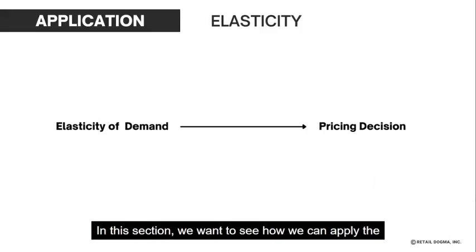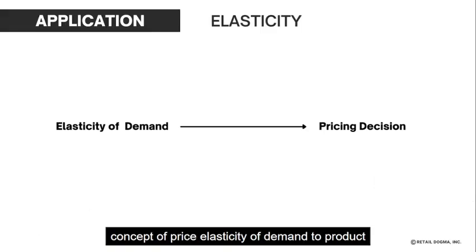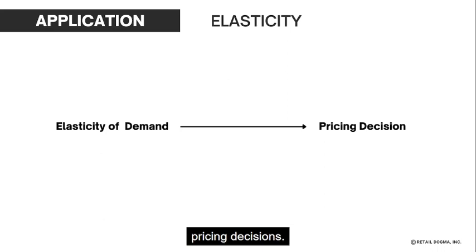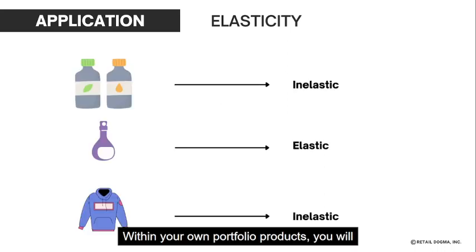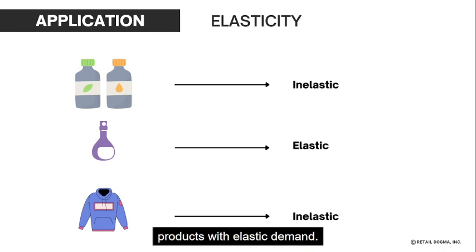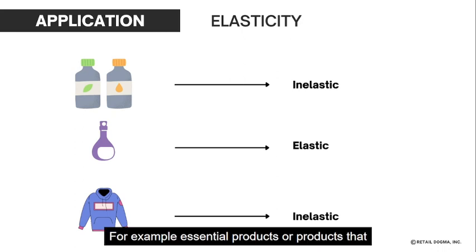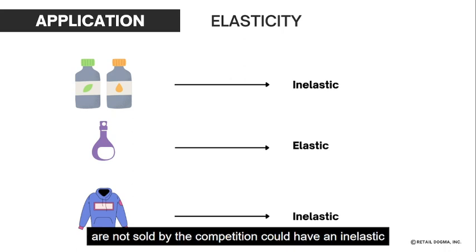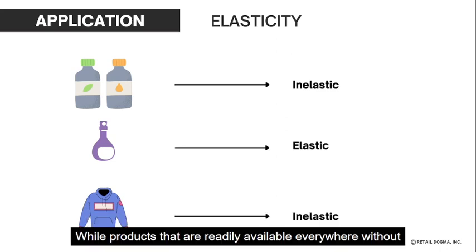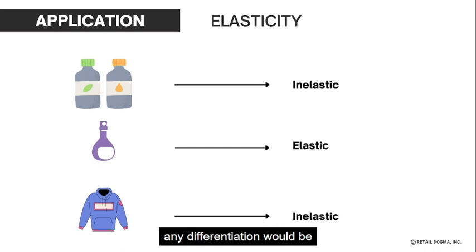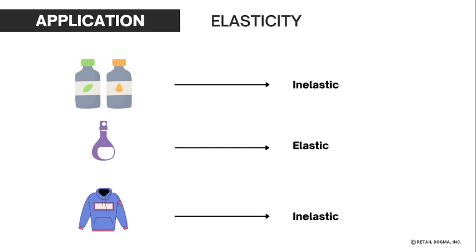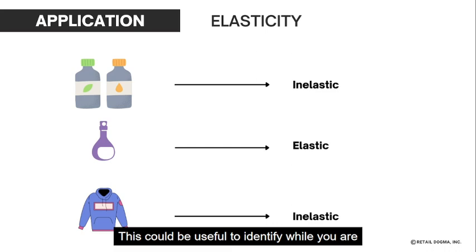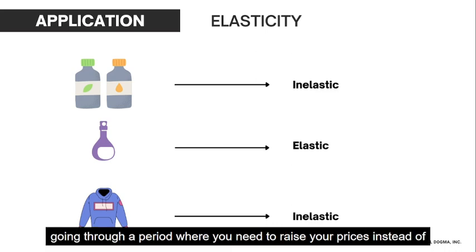In this section, we want to see how we can apply the concept of price elasticity of demand to product pricing decisions. Within your own portfolio of products, you will find products with inelastic demand and other products with elastic demand. For example, essential products or products that are not sold by the competition could have an inelastic demand, while products that are readily available everywhere without any differentiation would be very elastic.